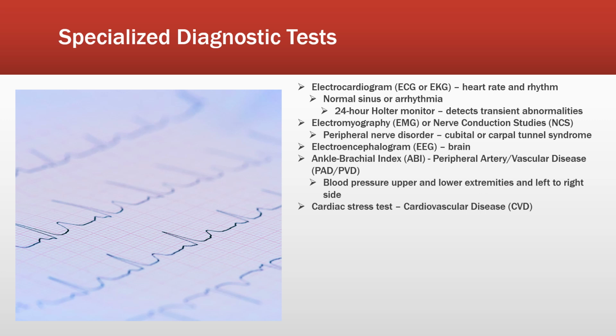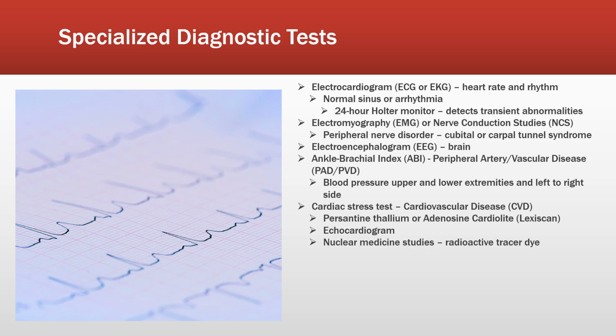However, it may be necessary to use pharmaceuticals to stimulate the heart if the patient is unable to tolerate activity. A persantine thallium stress test, or an adenosine cardiolite stress test, also called Lexiscan, will be utilized in this case. A cardiac stress test may include an echocardiogram or nuclear medicine studies with the injection of a radioactive tracer dye. Imaging of the heart is then obtained.